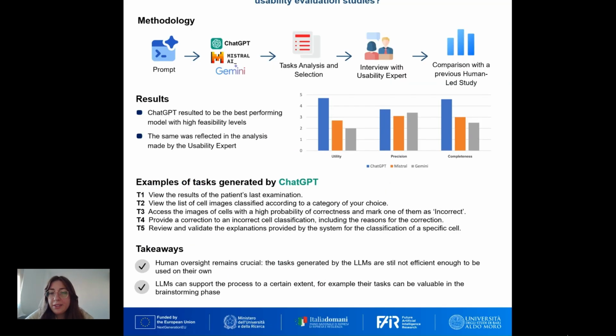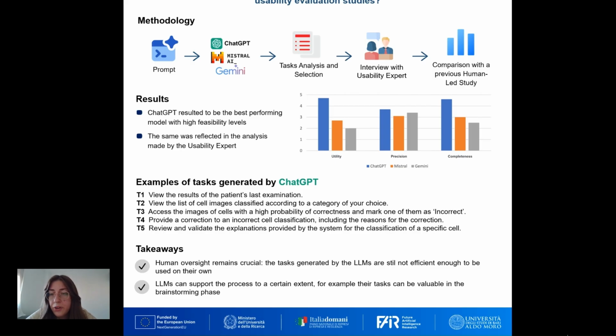Our results show that ChatGPT emerged as the best performing model, providing tasks with higher feasibility and overall quality, reaching a score almost equal to 4 for precision and almost equal to 5 for completeness and utility. This finding was also confirmed by usability experts' evaluation. As shown in the chart, in fact, ChatGPT scored consistently higher across utility, precision, and completeness compared to Mistral and Gemini. To make the results more concrete, here are some examples of tasks generated by ChatGPT.